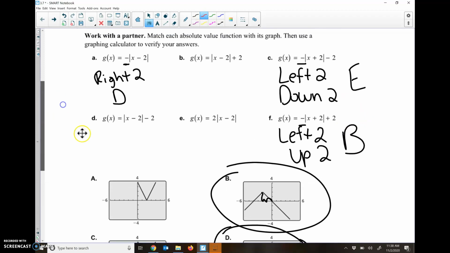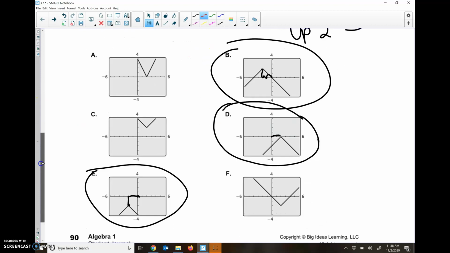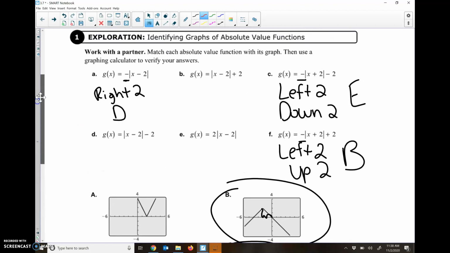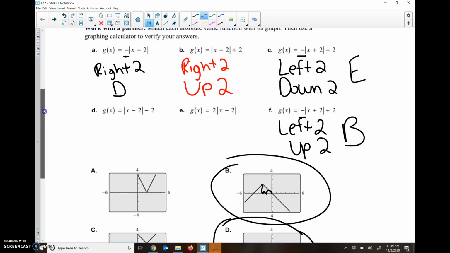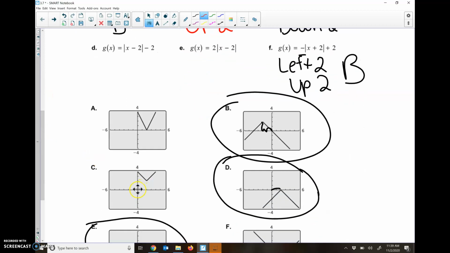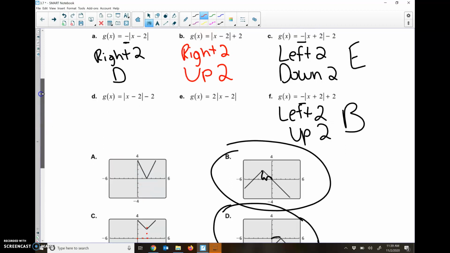All right, now let's look at these other ones. They should all be facing upwards since there's a positive, positive, positive. So those should all be good. And then here I have an x -2. Just like on A, that means I'm going to be moving my graph right 2 spots. And this one has a +2, so just like F, that means I'm going to be moving up 2. So here I'm looking for a graph that moved right 2 and up 2. So 1, 2, right 2, and up 2 right there. So that one's going to be matched with graph C.